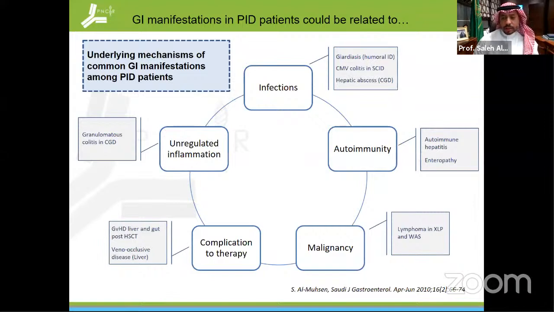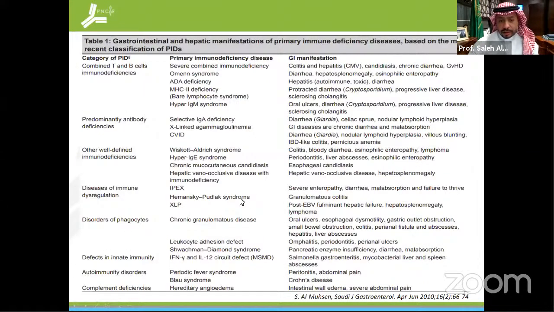For example, patients who undergo hematopoietic stem cell transplantation for severe combined immune deficiency might present with severe colitis or severe hepatitis. Clearly, our colleagues from gastroenterology will be more than helpful in managing those patients. The other manifestation, again in patients with hematopoietic stem cell transplantation for severe combined immune deficiency, can be veno-occlusive disease of the liver. And this is, again, another way of patients manifesting with gastrointestinal and hepatic disease.